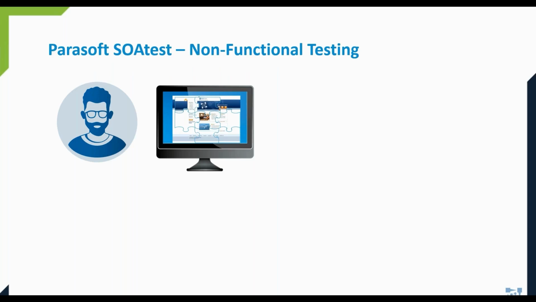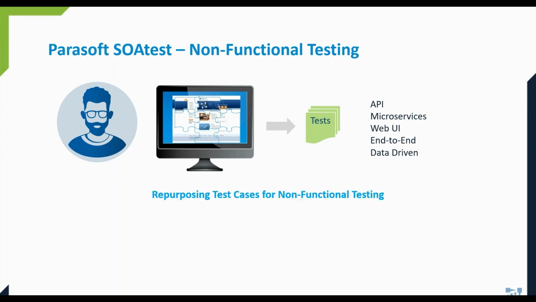Now, we discussed in our overview how SOATest supports a wide range of testing methods, including API microservices, web UI or end-to-end testing, and even data-driven testing. Now, each of these types of test cases created with SOATest can be codelessly repurposed for non-functional testing. So testers can, with a few clicks, repurpose a test case or a full test scenario for protocol-based performance testing. This allows a tester to shift left the validation of their application's performance and functional testing under heavy load.